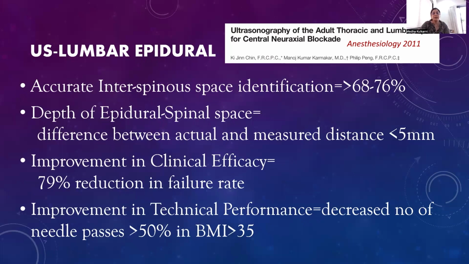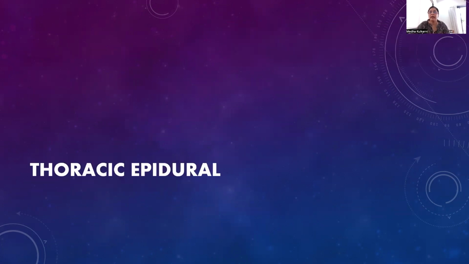All this led to an improvement in the clinical efficacy. There was almost a 79% reduction in the failure rate because of the precision, and there was improvement in the technical performance. The number of needle passes decreased, and in their own study, where they assessed patients with a BMI of more than 35, they found that the number of needle passes decreased by more than 50%. That's how useful ultrasound is in doing a central neuraxial block.